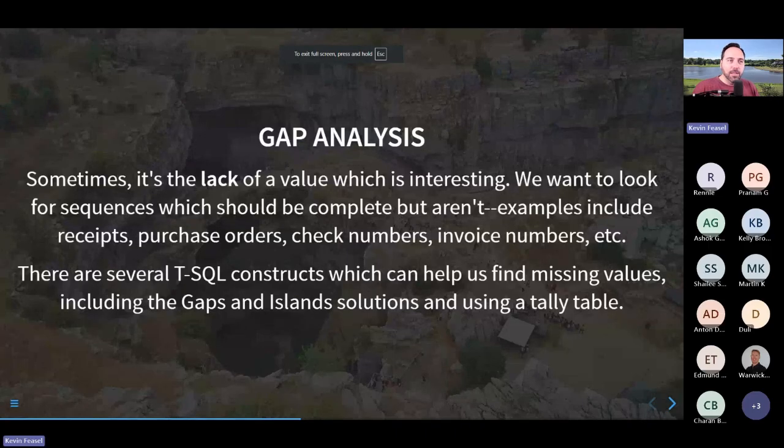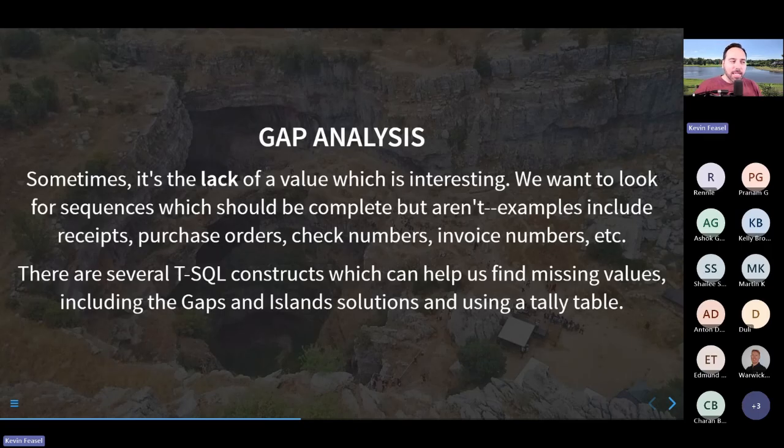Now, sometimes it's not the data points themselves that are interesting. It's the gaps, the things that are missing in the data. Like if you have receipts, purchase orders, check numbers, invoice numbers, those sorts of things. This is where accountants and auditors hate to see gaps in data. If you have check number 1001 and check number 1003, the auditor is going to ask, hey, where's check number 1002? I don't know. My system, I guess there was an error and it ate number 1002. Accountants don't like that. Auditors really don't like that.